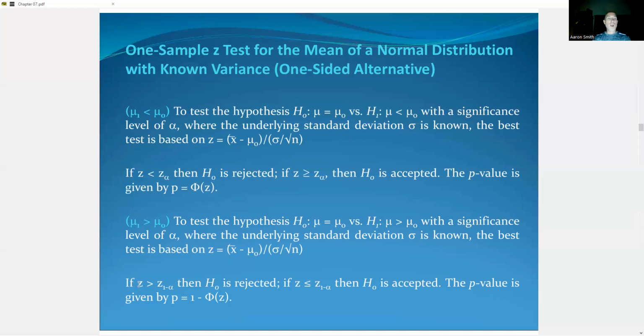If Z is greater than our cutoff value, then we reject the null hypothesis in favor of the alternative. If Z is less than or equal to the cutoff, then we fail to reject the null hypothesis, and the null is accepted. And once again, we can compute the p-value.